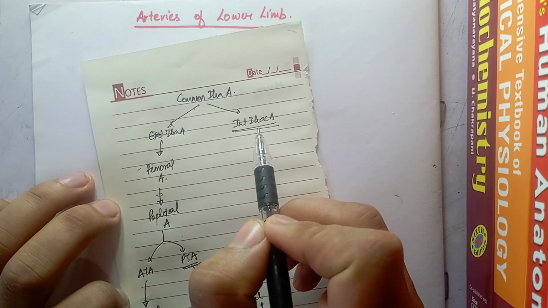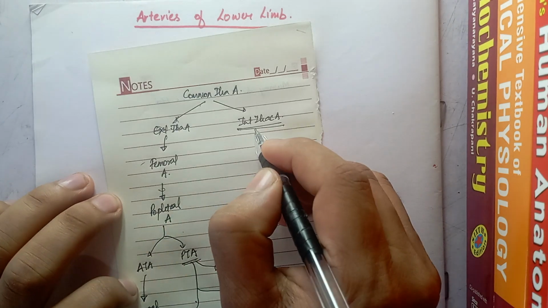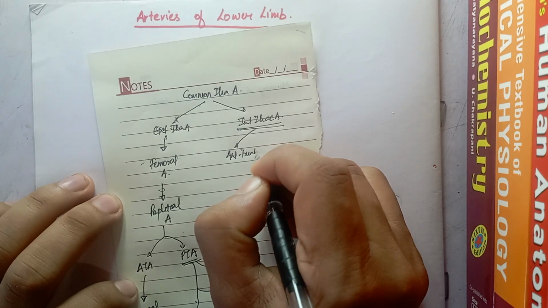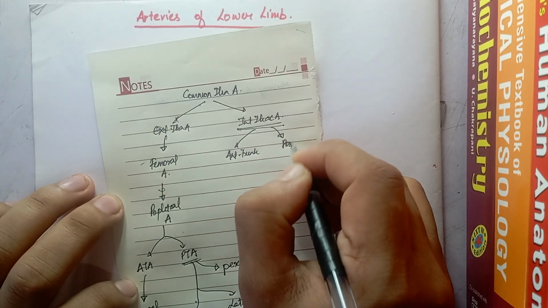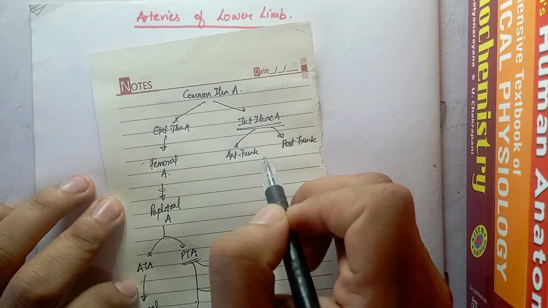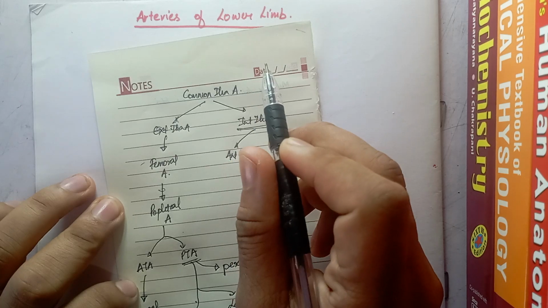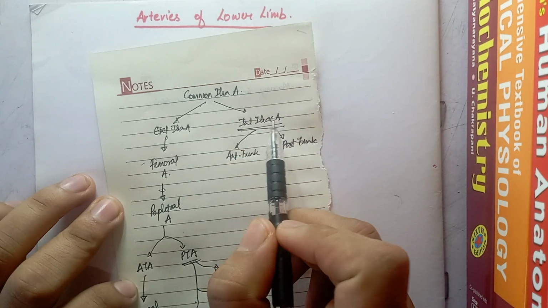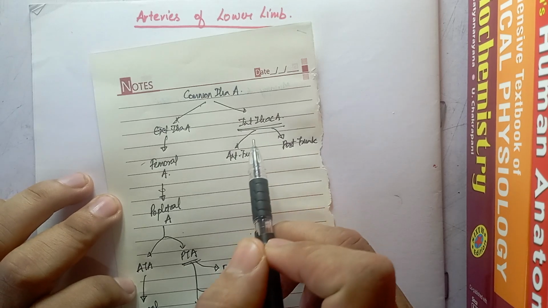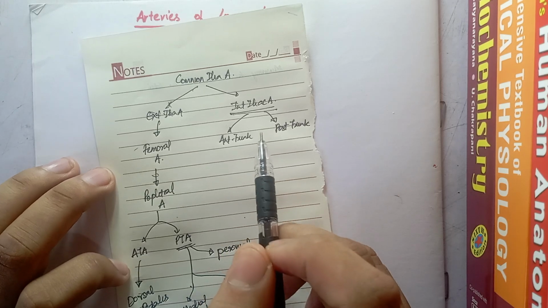Now the internal iliac artery has a lot of branches, but we are right now concerned only with the arteries that are involved in the lower limb. So the internal iliac artery will have two trunks, the anterior trunk and the posterior trunk. I'm repeating again, the internal iliac artery doesn't only give off these branches, it also has a lot of other branches which supply the abdomen and pelvis. But right now we are concerned only about the arteries that supply the lower limb.